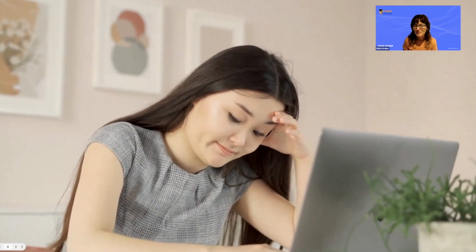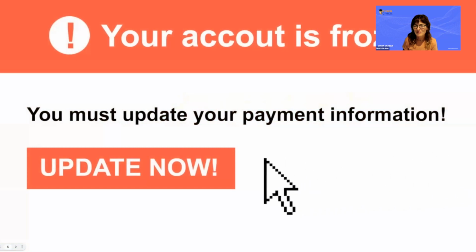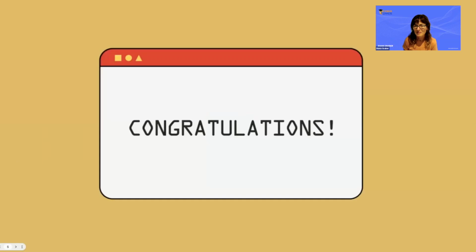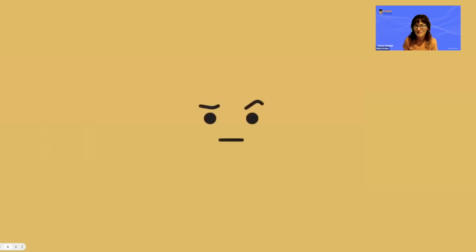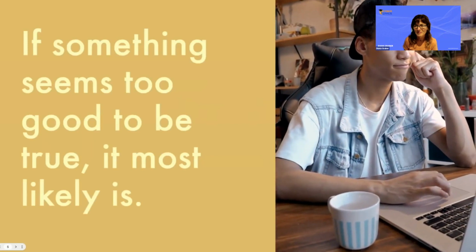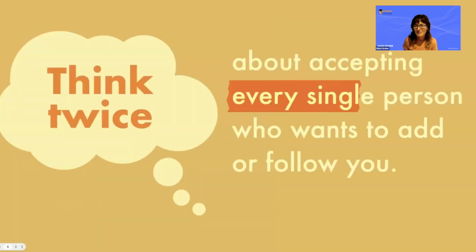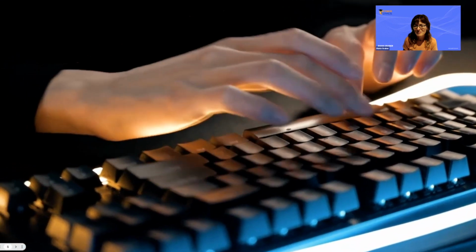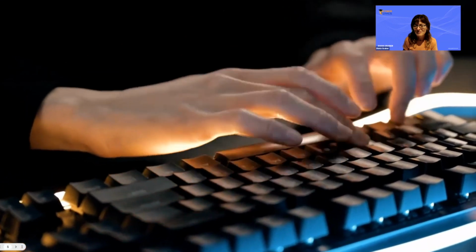It's wise never to respond to text messages or emails from someone you don't know or have never met. And never click a link or open attachments from unknown emails or phone numbers. Be suspicious of incredible online bargains or unexpected prizes. If something seems too good to be true, it most likely is. Think twice about accepting every single person who wants to add or follow you. Sometimes cyber criminals will attempt to establish a relationship with you by trying to become a friend or a follower.